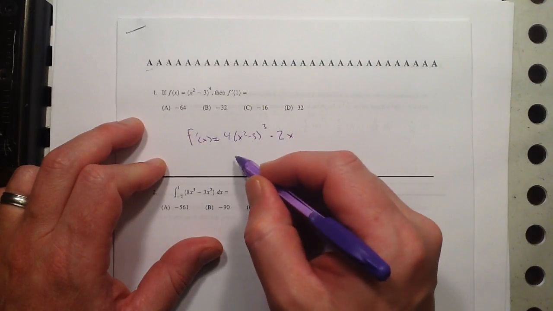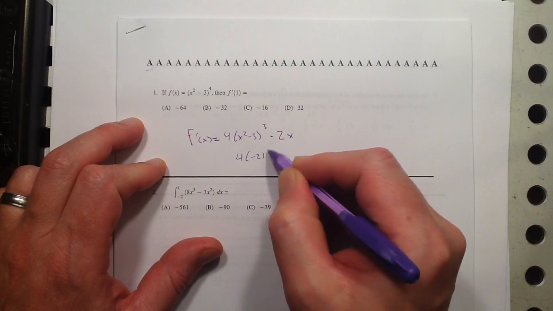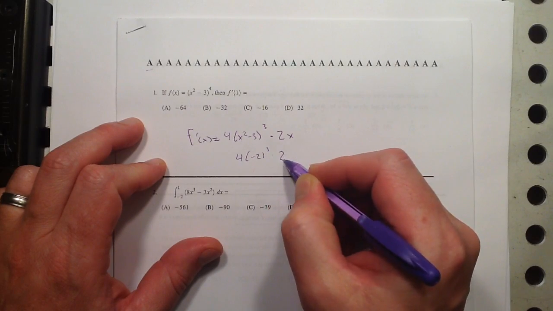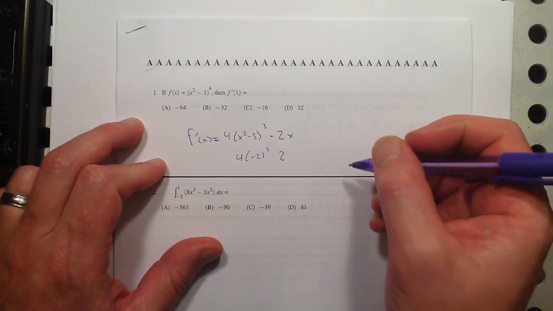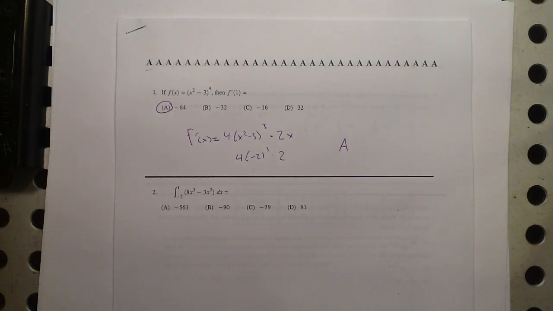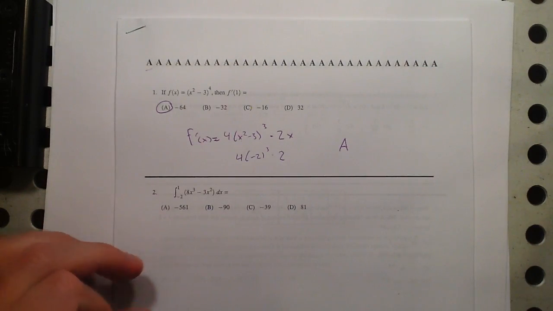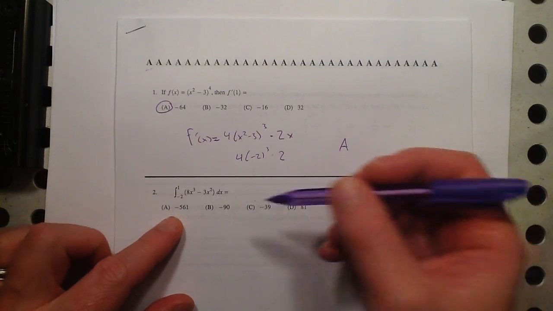Plug in 1, so we have 4 times 1 squared minus 3 is negative 2 cubed, times 2 times 1. Negative 2 cubed is negative 8. That's negative 64. Chain rule, I guess. Big mistake there. Only mistake to make.